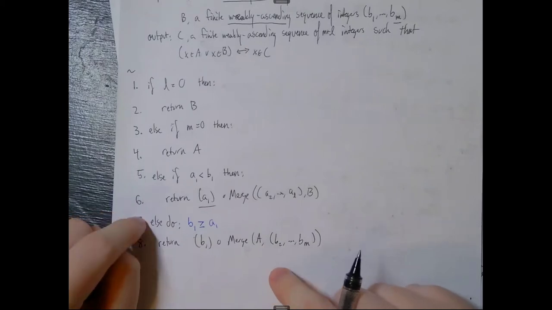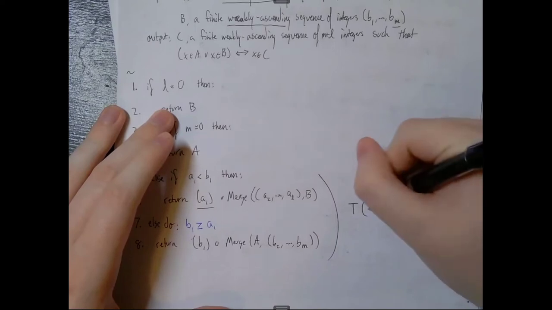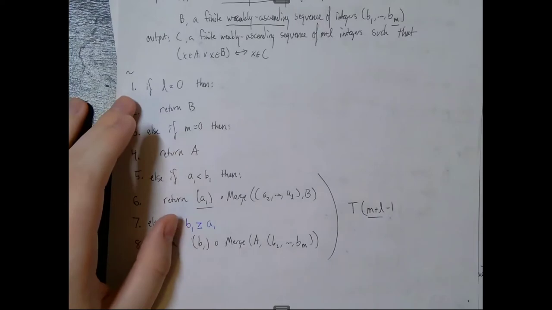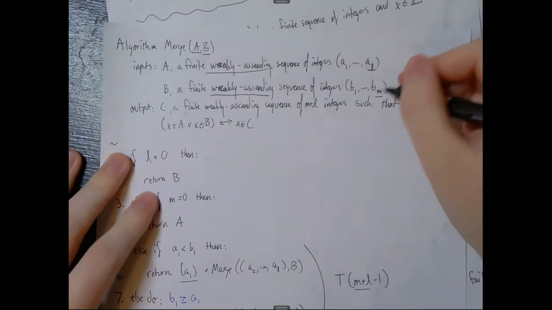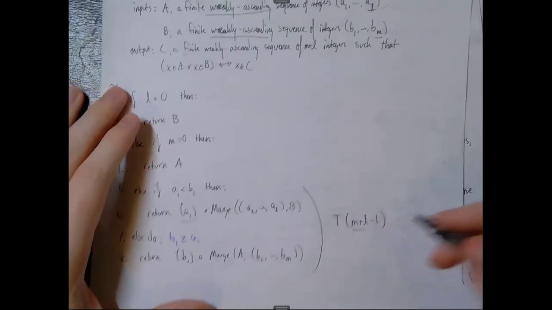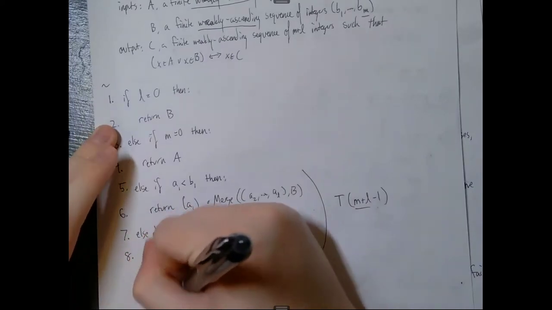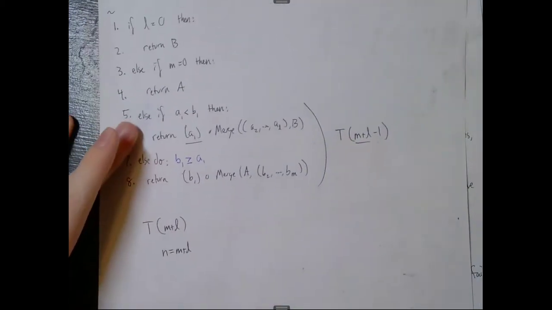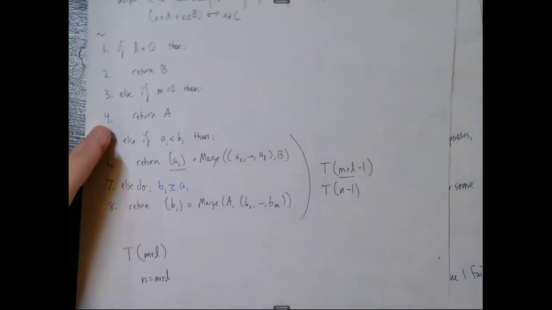So the recursion is always on T of, in this case, m plus l minus 1, where m plus l is sort of the total size of the input. Since we have an input of size l up here and an input of size m, rather than doing T of n, we're actually looking at T of m plus l, but we can say that n is actually equal to m plus l if we want to. So then this would just be T of n minus 1 in that case.